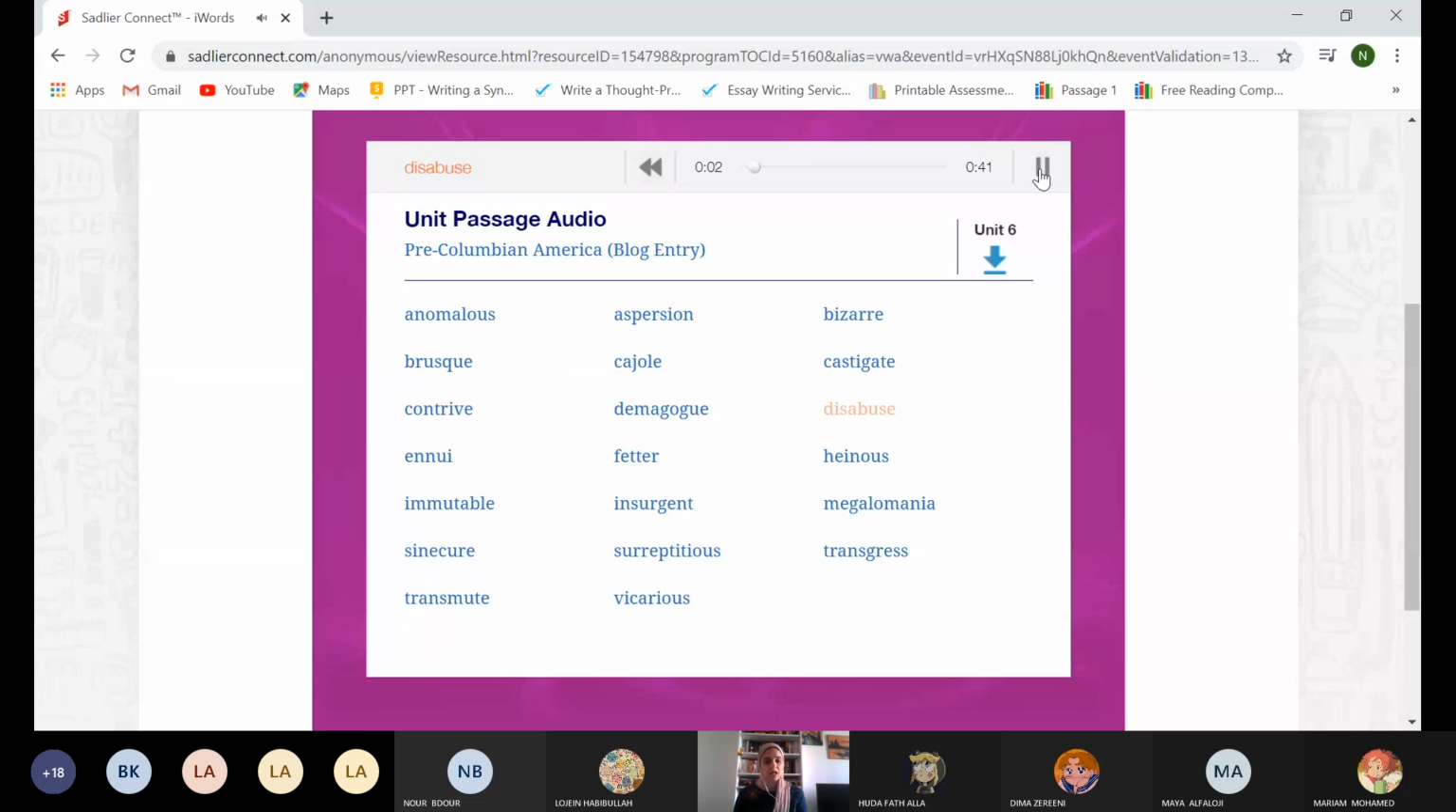Disabuse. To disabuse of the notion that the lands Columbus discovered. Not harm. Heinous kings in Europe. They were ruthless. Transgress. If they transgress the law. Transgress is a verb that means to go beyond, violate the law, not follow, not obey.